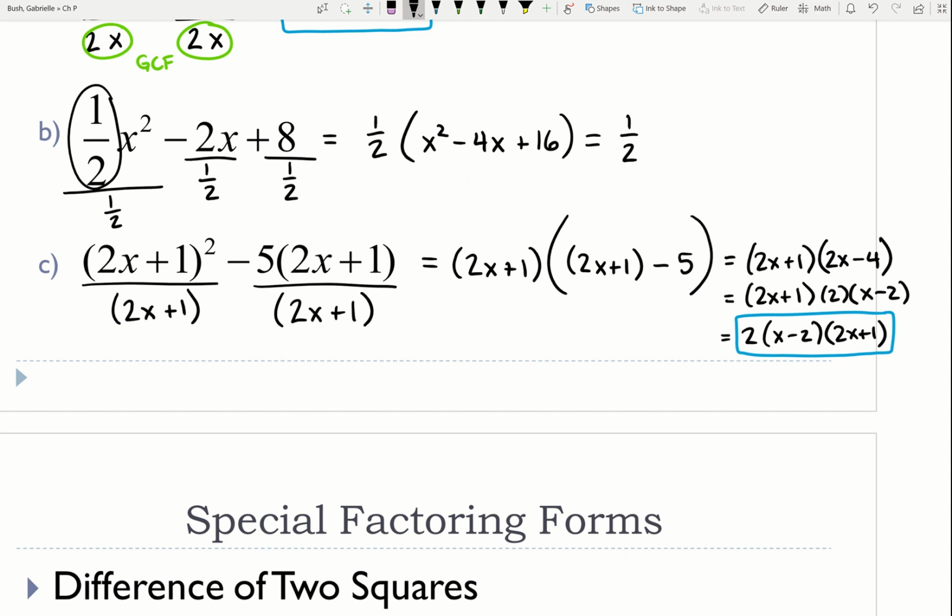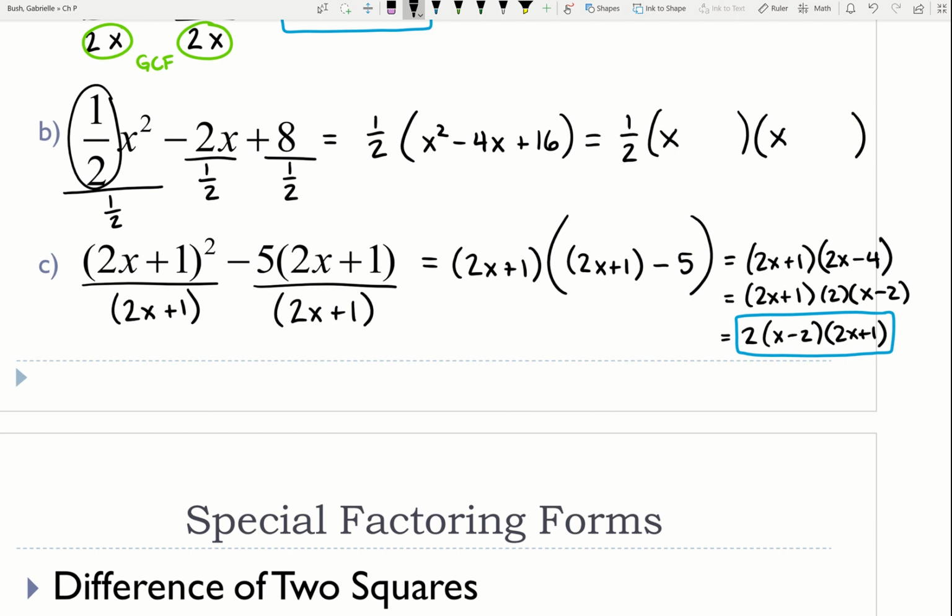So that would be 1/2 times, that's a trinomial, so we're going to unfoil this, so x and x, and we're looking for two numbers that are going to multiply to give us 16 and add up to be -4. So let's see if we could think of any. Factors of 16, we could have 4 and 4, or we could have 2 and 8.